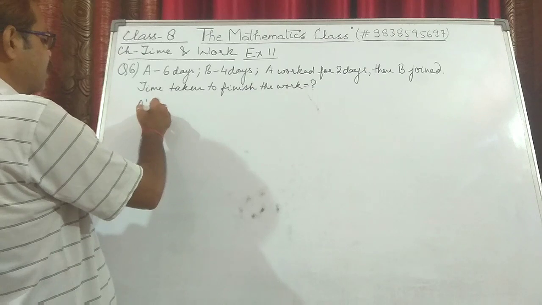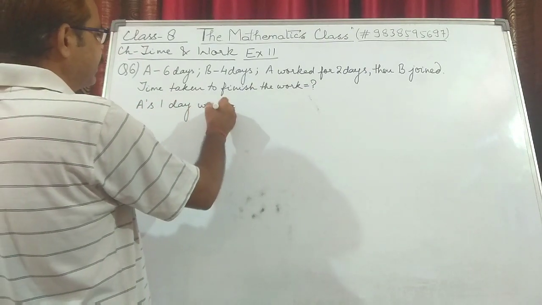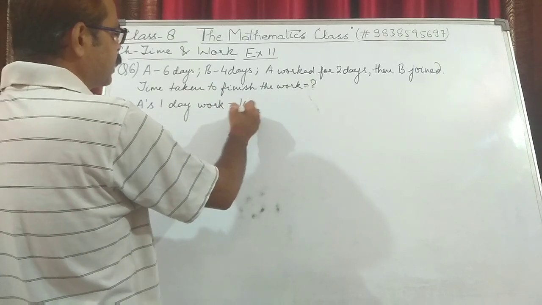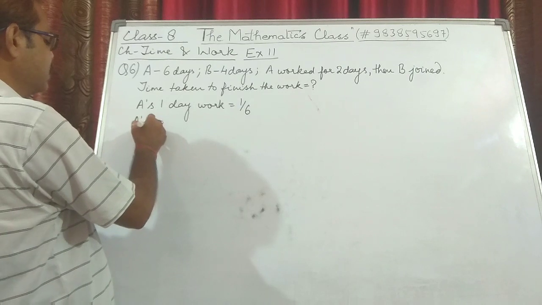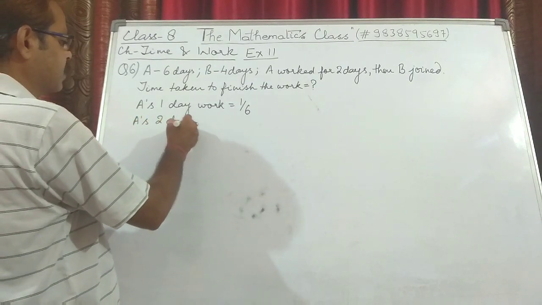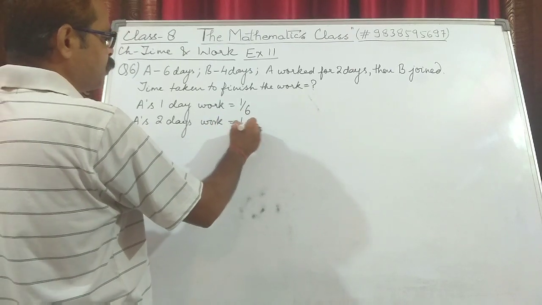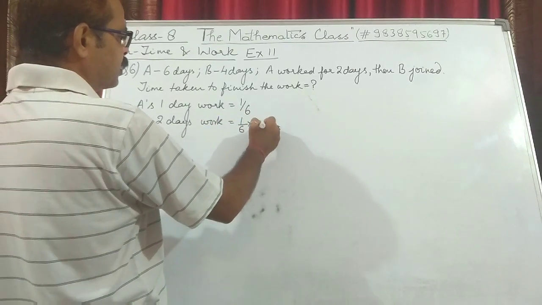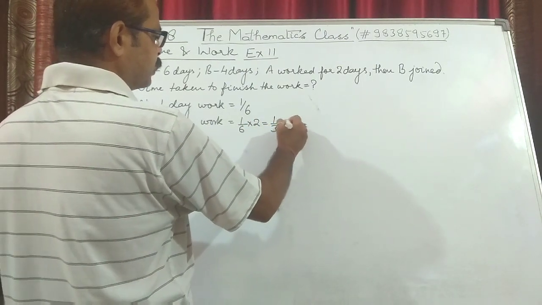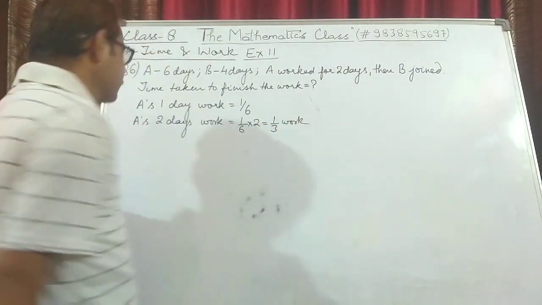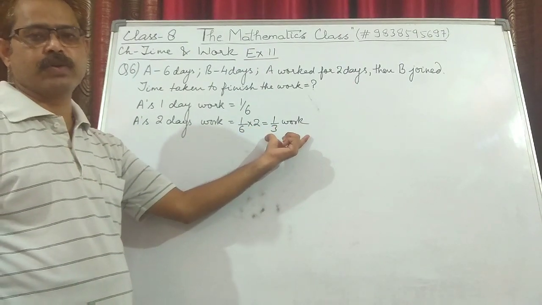So first of all, we will see if A takes 6 days to complete the work, so A's 1 day work will be 1 upon 6th of total work. So we can say that A's 2 days work will be 1 upon 6 into 2, that is 2 3s are 6, that is 1 upon 3 amount of work. Means A has already finished 1 upon 3 amount of work.